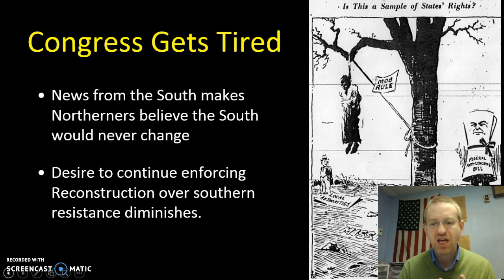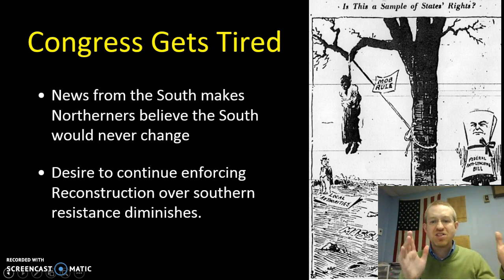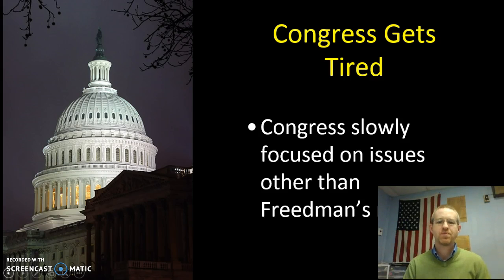On top of that, every time you hear something about the South, people say, see, look, the South is still hanging African Americans. They're still not allowing equality. So the South is never going to change. So why are we bothering? They just don't care to keep enforcing these policies. So over time, Congress says, let's focus on things other than rights for the freedmen. And so they're going to focus on other things.